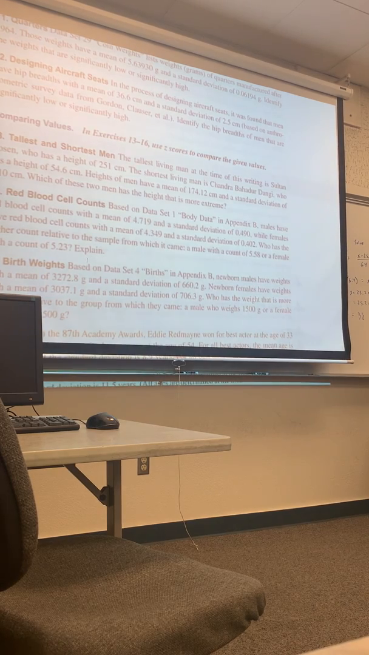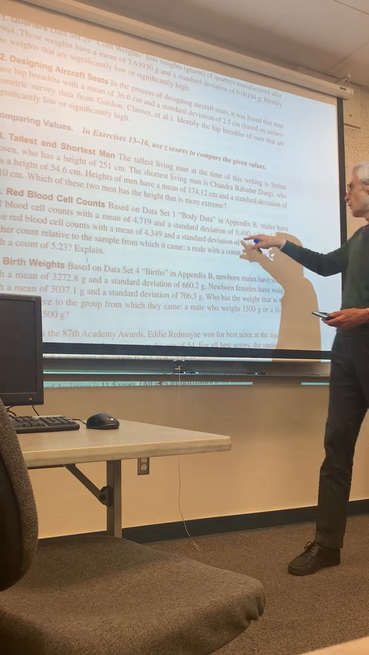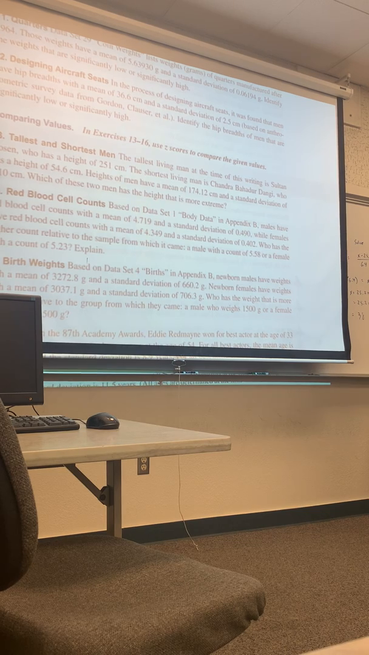Okay, so which one's more extreme? Let's see. For the male, 5.58 minus 4.719, divided by 0.49. So the male has a z-score of 1.76, rounded to 3 digits. The female, let's see, 2.19.